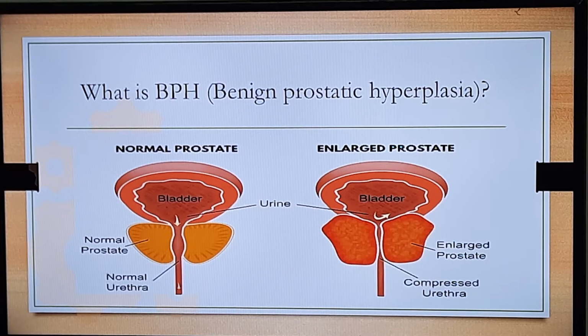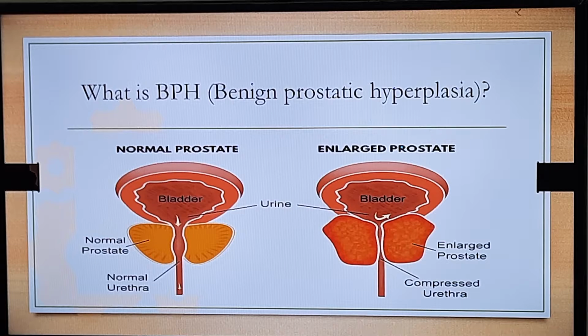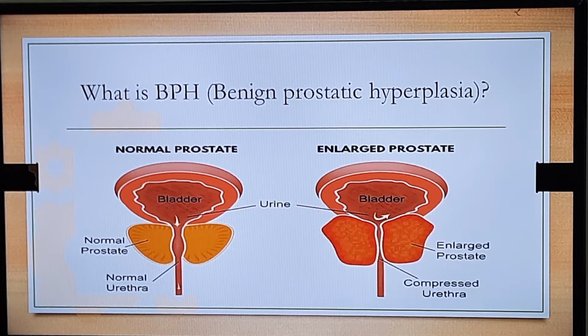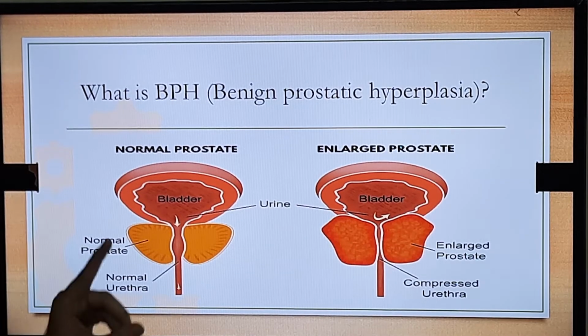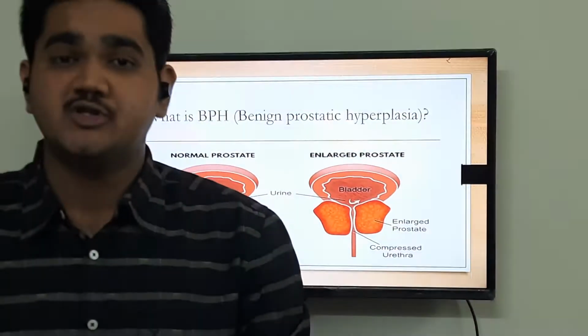So as you can see on your screen, on the left side, this is our normal prostate and this is our normal urethra. Now what happens when the patient's age increases? This prostate grows in size. Now when this prostate grows, it is growing in the outward direction as well as inwards. So as you can see on your right hand side, this is our enlarged prostate. And we know that the prostatic urethra has alpha 1 adrenergic receptors. So when the prostate is growing inwards, the alpha 1 adrenergic receptors present on the prostatic urethra are getting stimulated, or we can say irritated, due to that particular enlargement of the prostate.